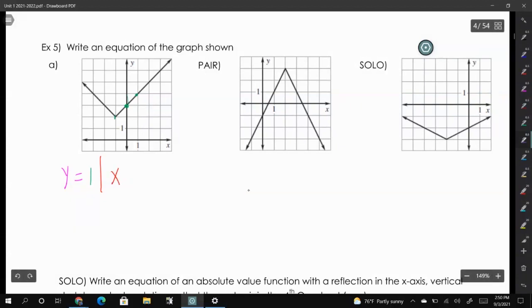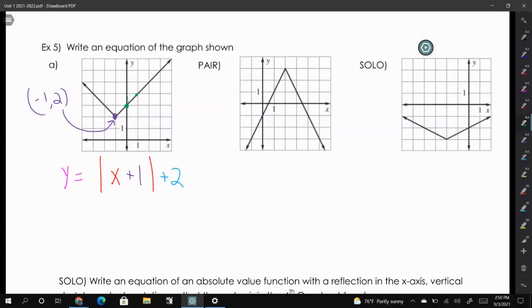Then our vertex is right here at -1, positive 2. So that means we need to have +1 on the inside of our absolute value bars and a +2 on the outside. And like I said, you don't need to have this 1 there. It's not wrong if you do. It's just most people don't write that in.